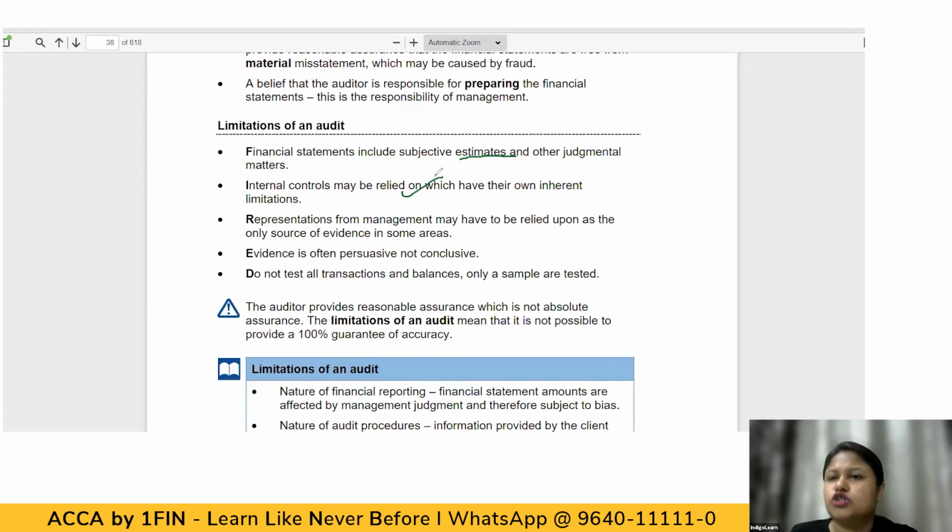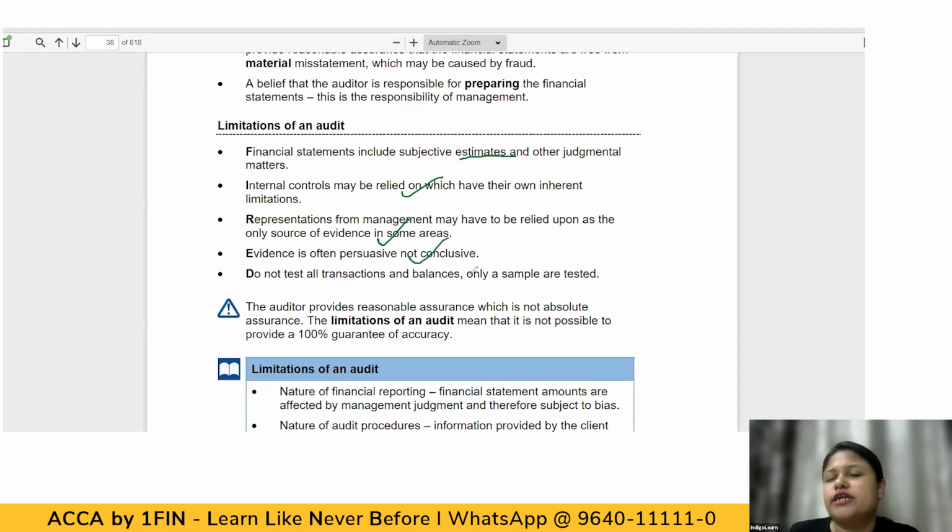Internal controls will also have their own inherent limitation, so you cannot thoroughly rely on that. Representation of the management, you have to rely on at some places, and how can you believe it is going to be 100% correct? Evidences are more persuasive in nature than conclusive. As I told you, it is our investigation. So we don't get more conclusive, we get more persuasive.